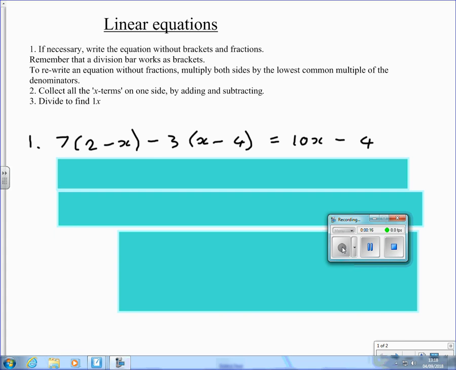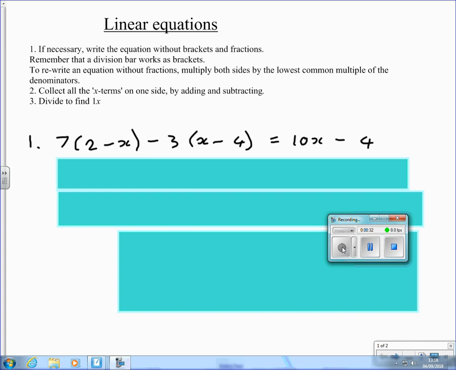And remember, a division bar has the same effect as brackets. And when you're going to write an equation without fractions, you multiply both sides by the lowest common multiple of the denominators. That's whatever is underneath the division bar.